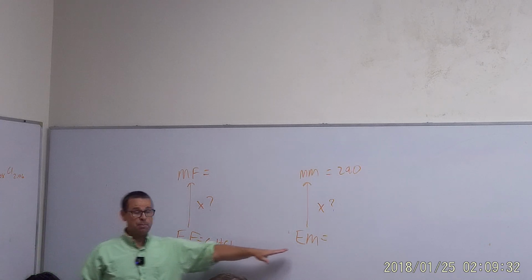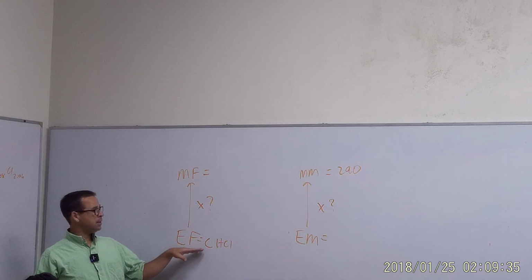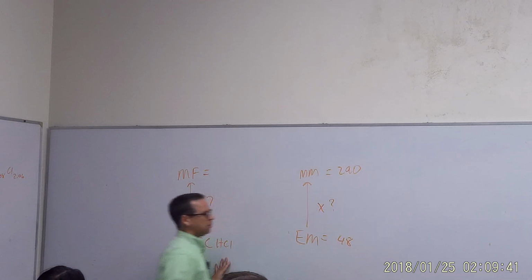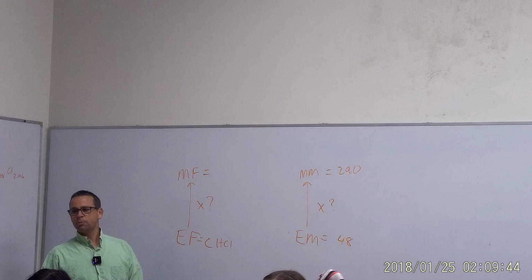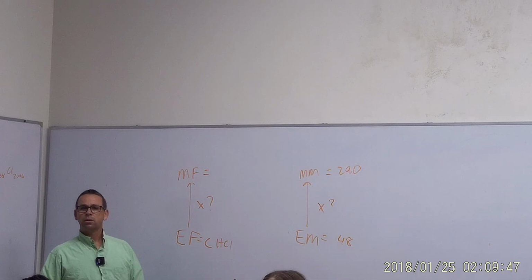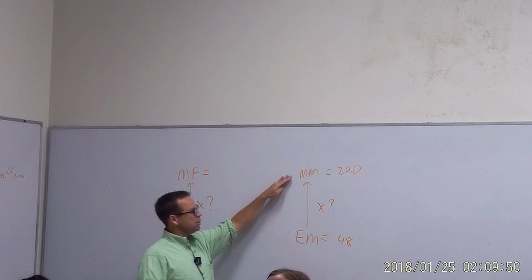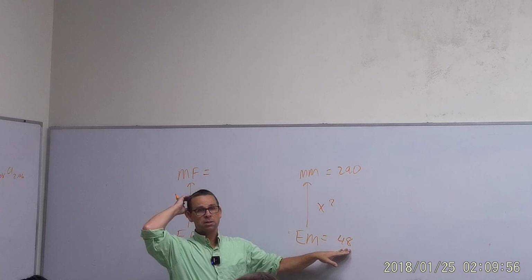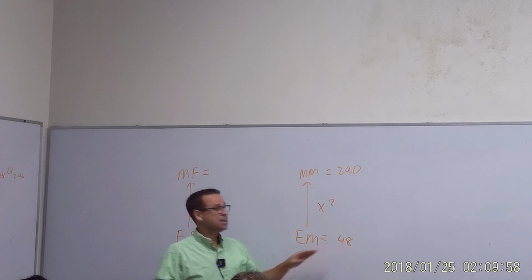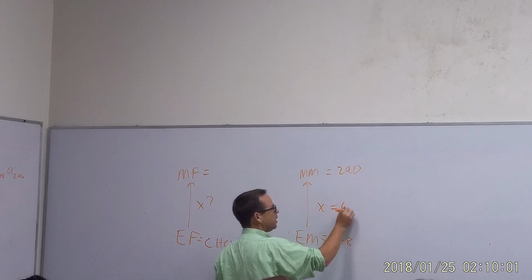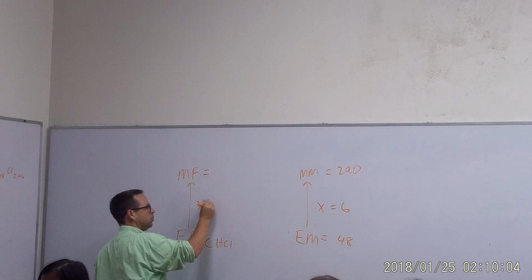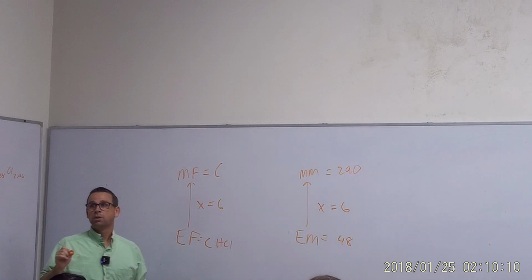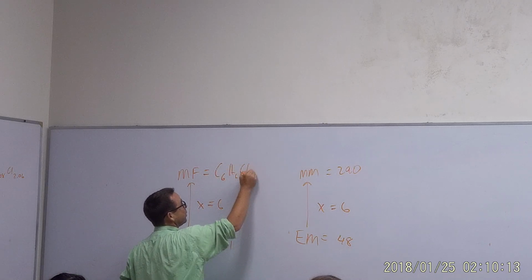Do you understand where to get the empirical mass? Did anybody add these up? What is the empirical mass? 48. The empirical mass is 48 grams per mole of that material if it was CHCl. So from that information, we can identify this multiplier, right? 290.83 divided by the 48 should be what? 6. So our multiplier equals 6. That means our multiplier here also is 6. So then the molecular formula must be what? Very good.